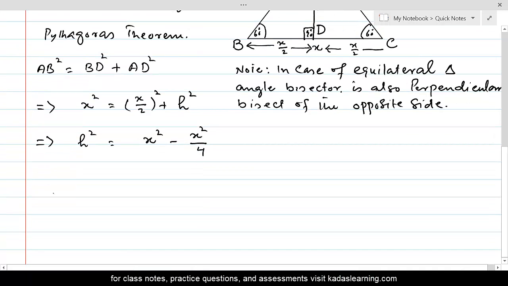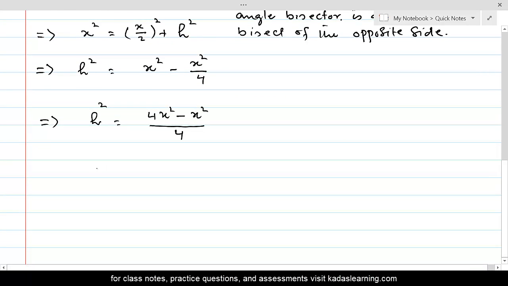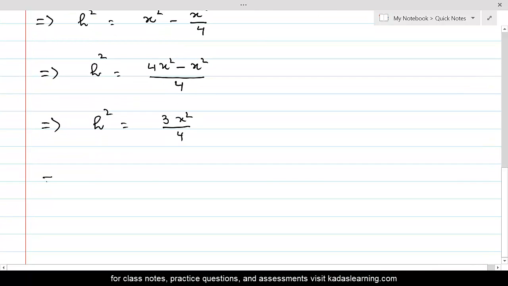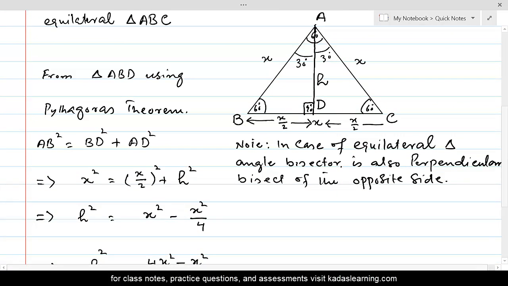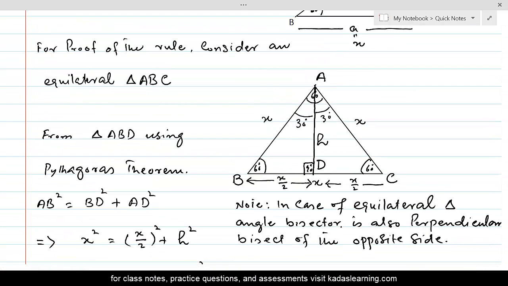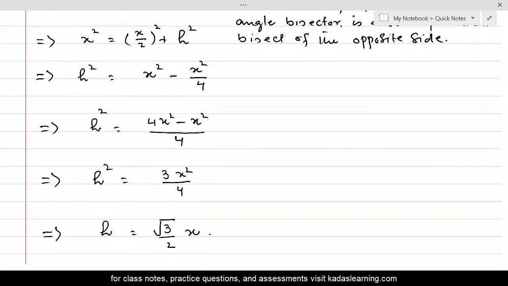And now if we want to get rid of this square, h square will be equal to 4x square minus x square over 4, and here we have h square equal to 3x square by 4. And now if we take a square root on both sides, because length is only positive, h will be equal to under root 3 divided by 2 times x. Initially, what was the length of the side? That was x, and now h is equal to under root 3 by 2 times x.